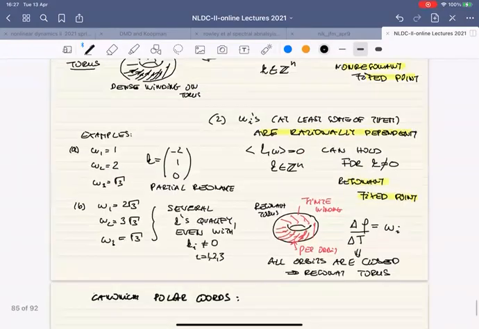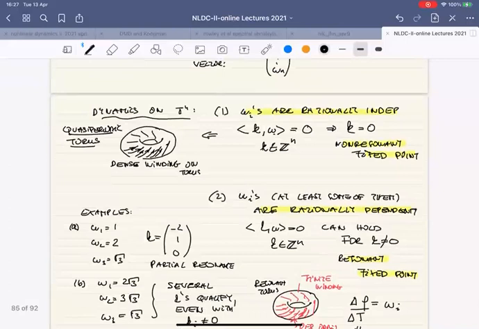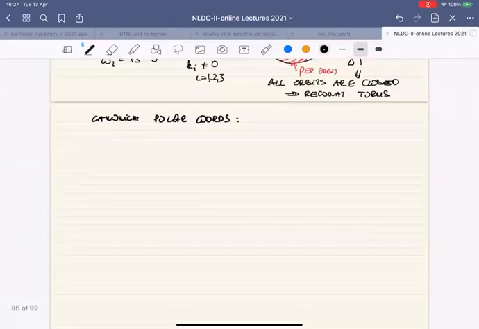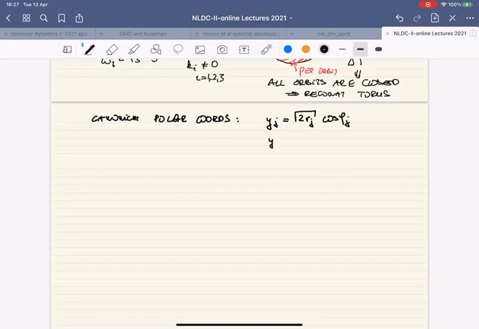And the pairs of variables are y_j and y_{j+1} that are canonically conjugated. So you write y_j equals square root of 2 r_j, this will be the polar length, times cosine phi_j, and y_{j+1} is minus square root of 2 r_j times sine phi_j.